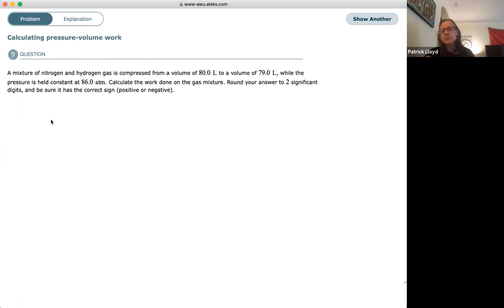We can't really do these problems if the pressure is changing. There is a way to do that if the pressure is changing, but it's beyond the scope of this course. So we will look at it only in the case of a constant pressure. Don't worry about having 2 pressures. Calculate the work done on the gas mixture. Round the answer to 2 significant digits and be sure you use the correct positive or negative sign.